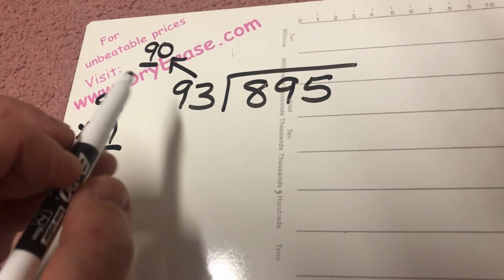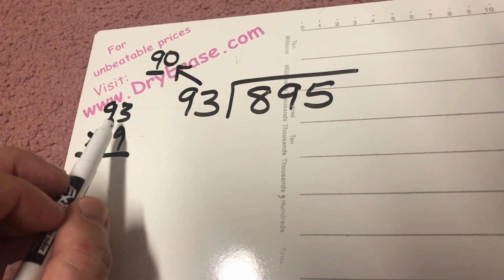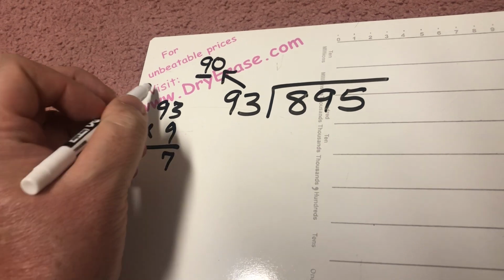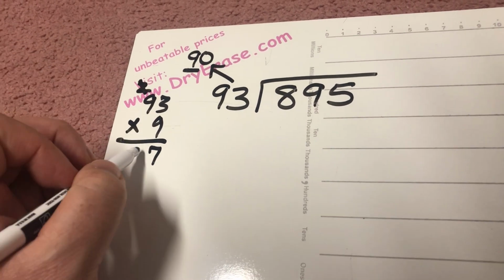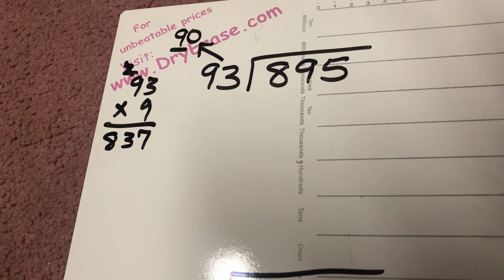So I'm going to do 93 times 9, because 93 is still the number I'm dividing by, which means it's the number I need to multiply by. 9 times 3 is 27. Put the 7 down, carry the 2. 9 times 9 is 81. Plus 2 is 83. I get 837.